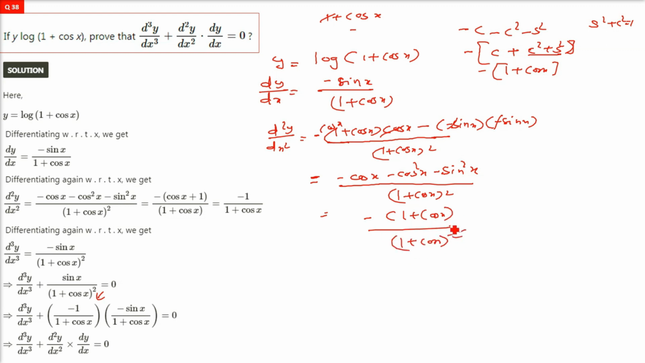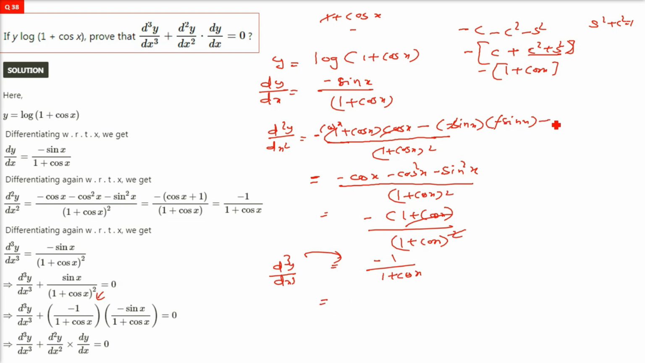Okay, you will be tempted to cancel it out. Minus 1 by 1 plus cos x. But if you don't cancel it, the dy by dx, d2y by dx2 will directly come. But let us see that we have d2y by dx2. See, this is d2y by dx2. Now we have to do d3y by dx3.